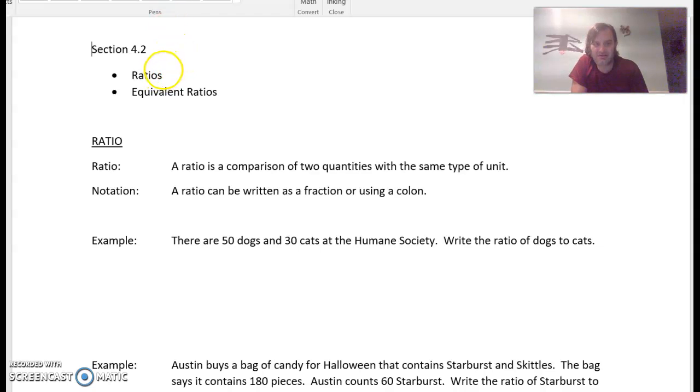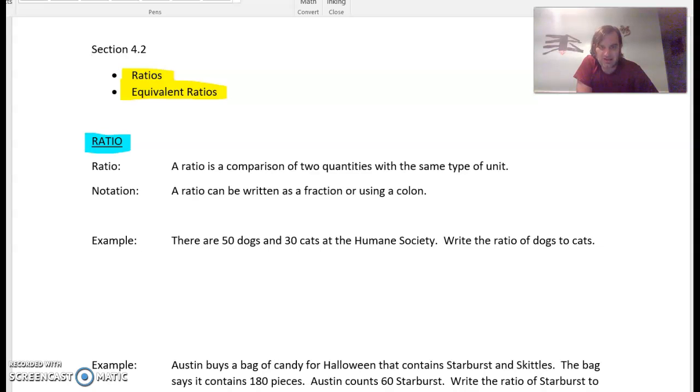Hey, it's Mr. Allred, and we're going to talk about ratios and equivalent ratios. And you'll see a lot of similarities between ratios that we're talking about now and rates that we have previously talked about. So, first of all, a ratio is a comparison of two quantities with the same type of unit.